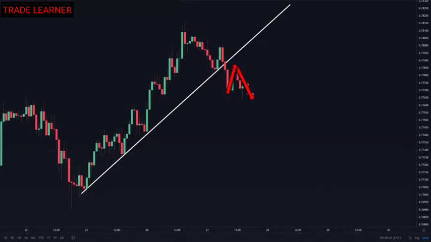Next, we can see that the price tried pushing back up and failed. Now notice what the price is currently forming. It formed lower highs and lower lows, which means we now have a current downtrend.